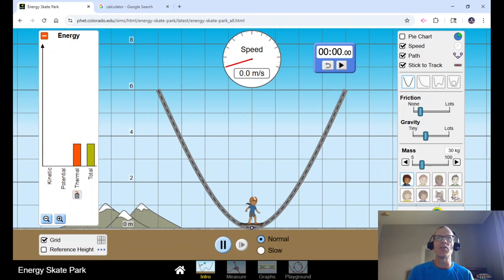So kinetic energy and potential energy are not conserved in this case. And in the physics language, we actually talk about work being done. So friction is what's called a non-conservative force. So friction is doing work on the skater and the skateboard.